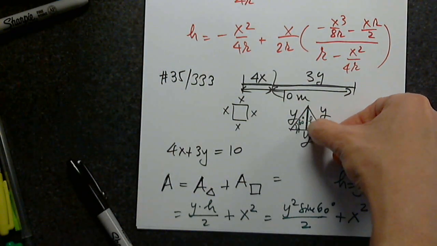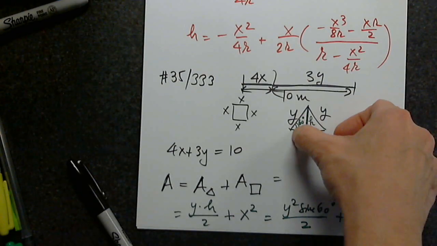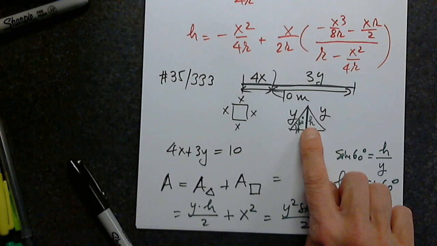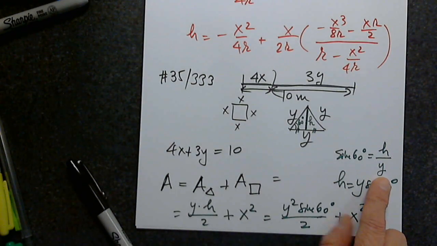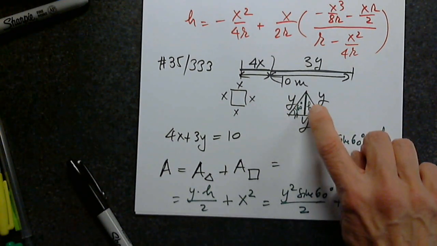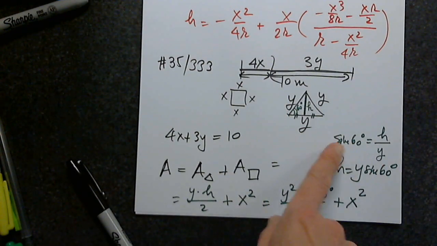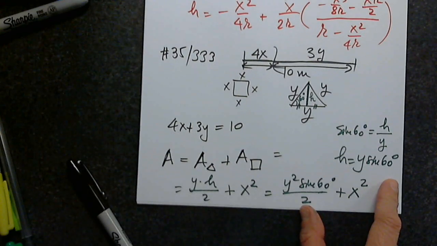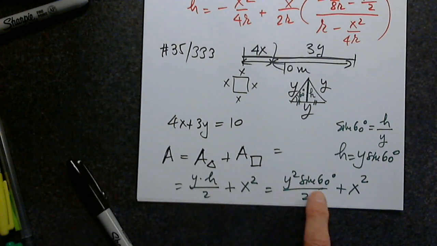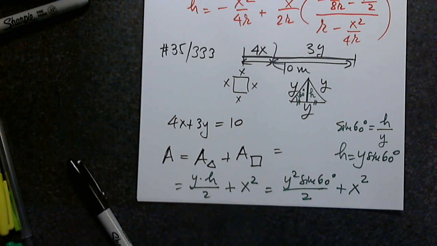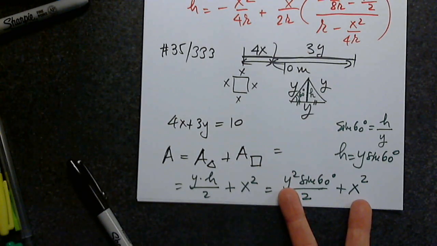In order to determine the height, I will apply sine. Sine 60 is the opposite leg over the hypotenuse. Sine 60 is the height divided by y. You cross multiply. The height is y times sine 60. And I put it in here. Y times y is y squared sine 60. So this is the area. However, it's not ready for anything because it has 2 variables.